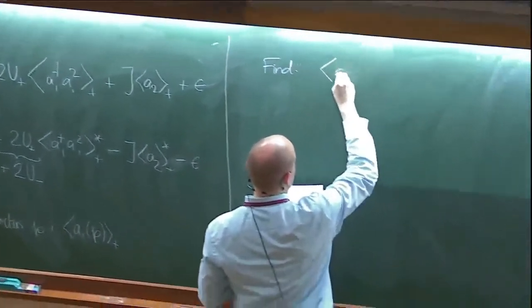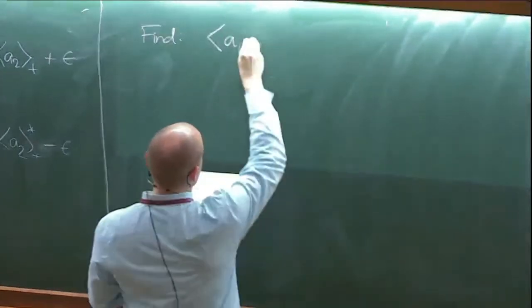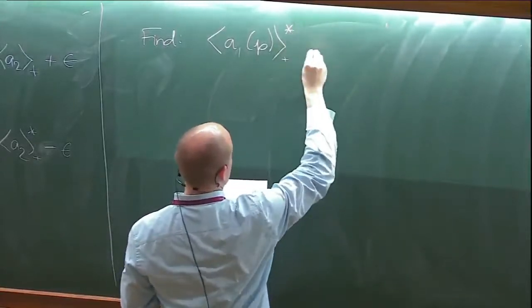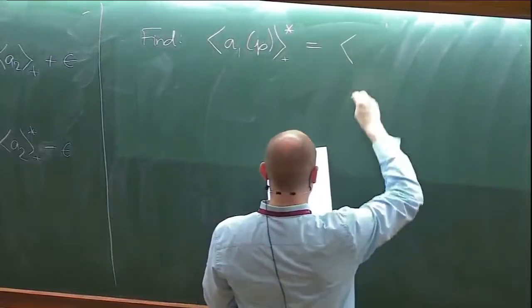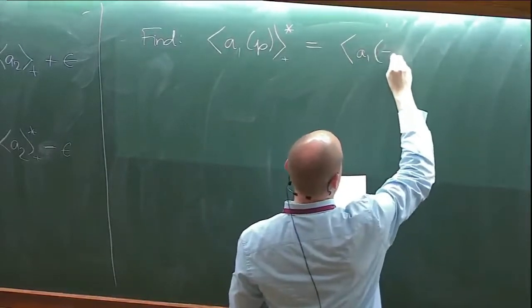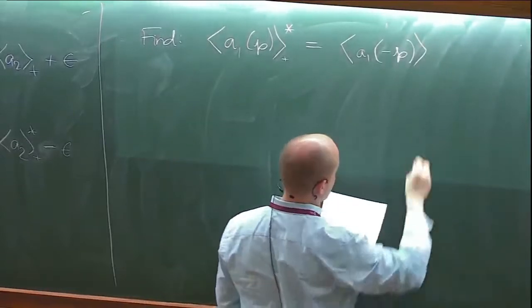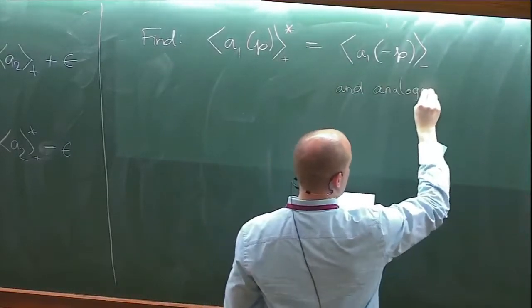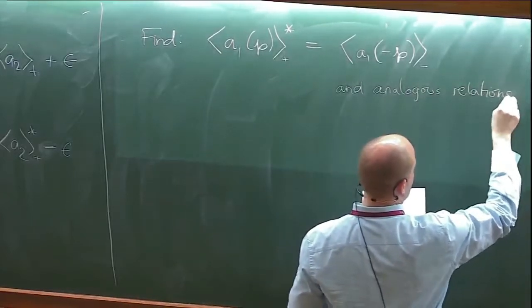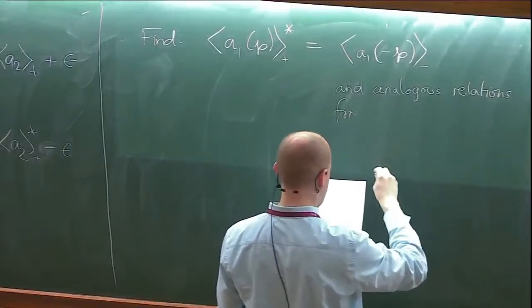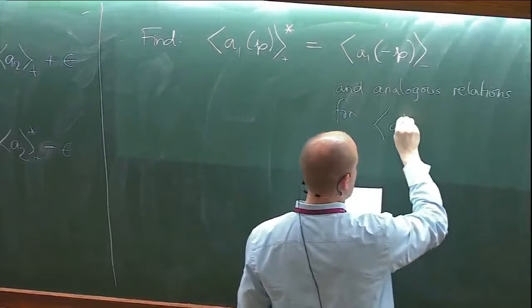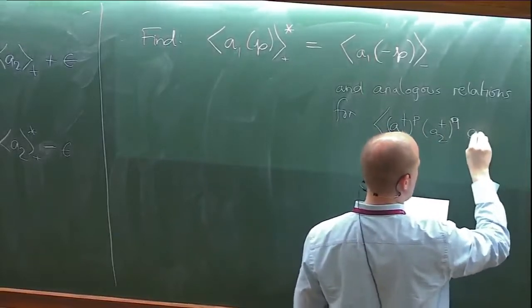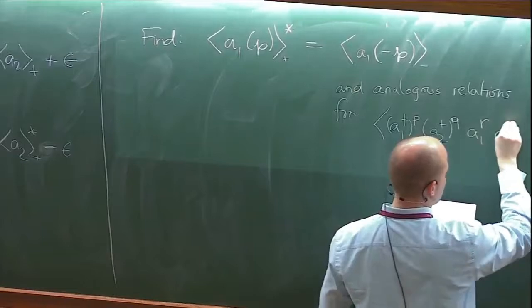Namely, we find that if I consider the expectation value of A1 for parameters P, and I take the complex conjugate, then I actually get the expectation value of A1 for the negative Hamiltonian parameters, which also means that U is now negative, and analogous relations for all operators of the form A1 dagger to the power P, A2 power Q, A1 PQR S.